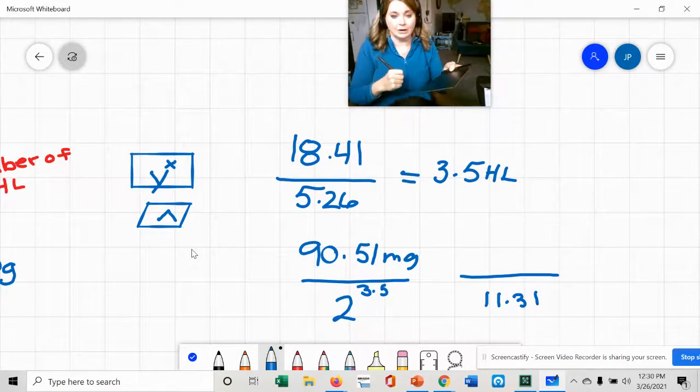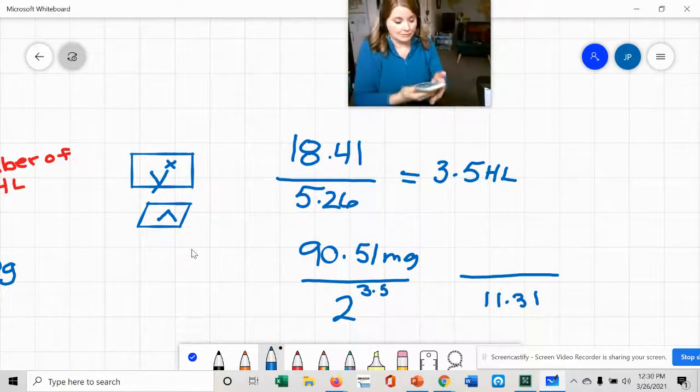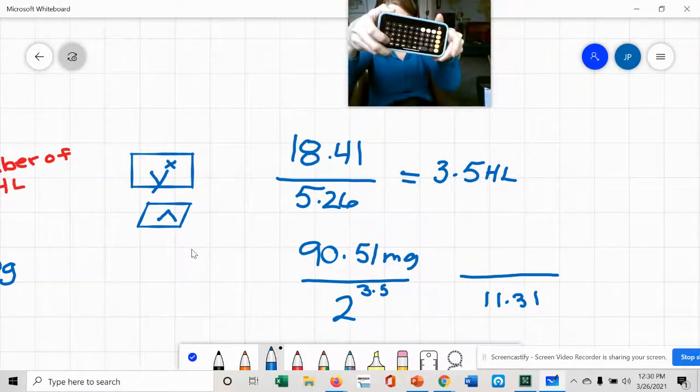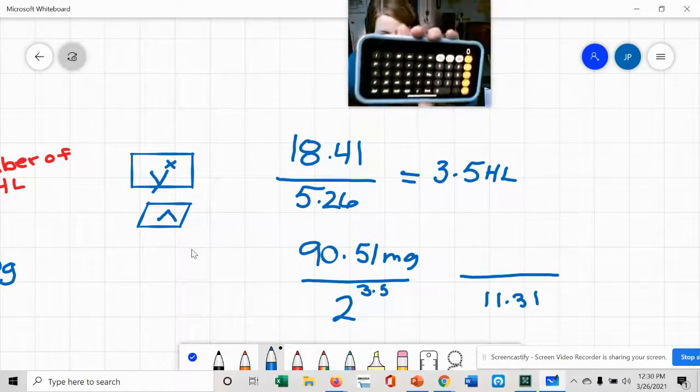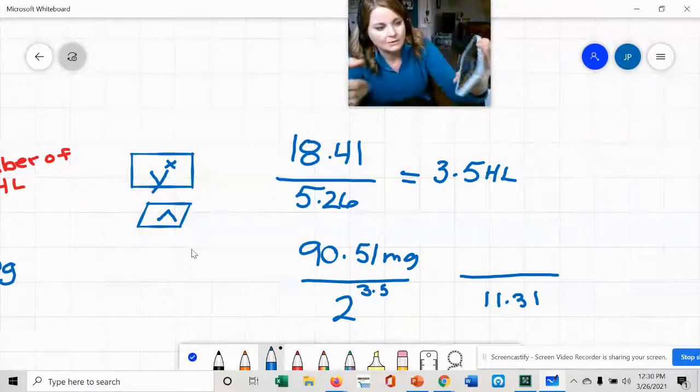Sometimes it's a little caret like that. I'm curious because if you have a cell phone, you can also use the calculator on your cell phone. And if you take your cell phone and you rotate it, this is for the iPhone, I don't know if it's true for all phones, it becomes this type of calculator, a scientific calculator.